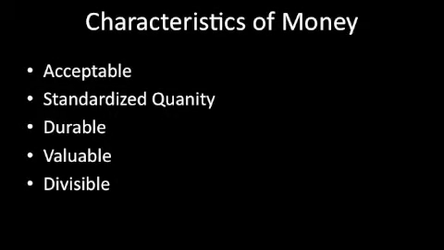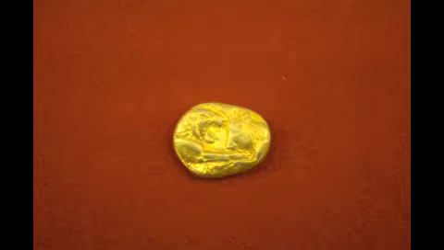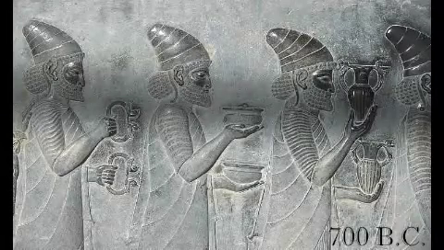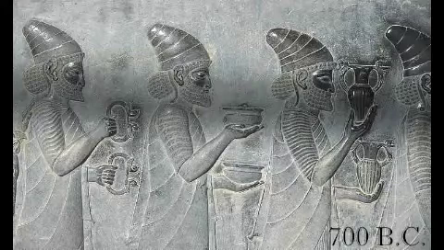Anything that was acceptable, standardized in quantity, durable, valuable, and divisible was commonly used as money. The barter system dates back as early as 5000 BC. Precious metal, called ingots, were used to trade. The Lydians are historically credited with making the first coins around 700 BC.